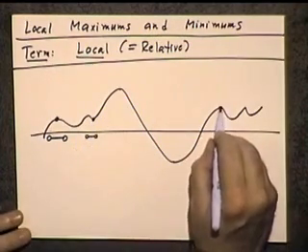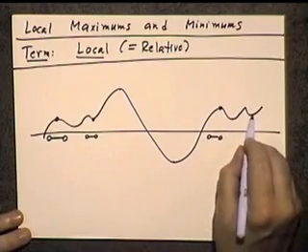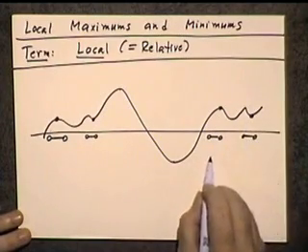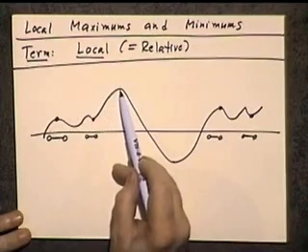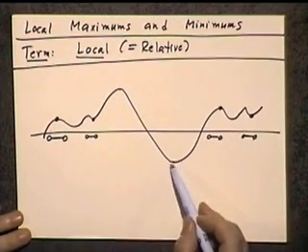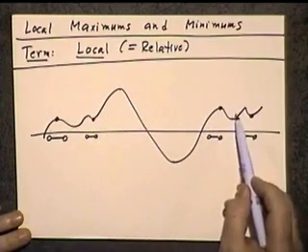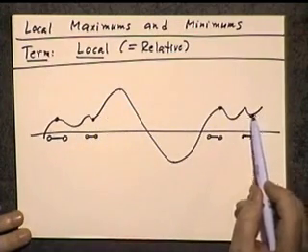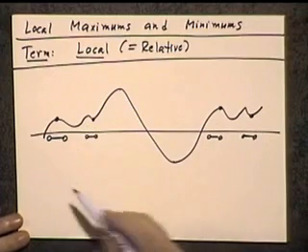And there are other ones. Here's another place that might be a local maximum. Here's a point that would be a local minimum, and so on. So not only do we want to find the biggest maximum and the smallest minimum, we want to find all the other ones in between because they tell us interesting things about the curve.